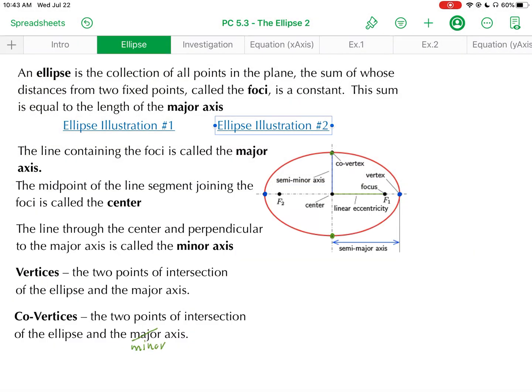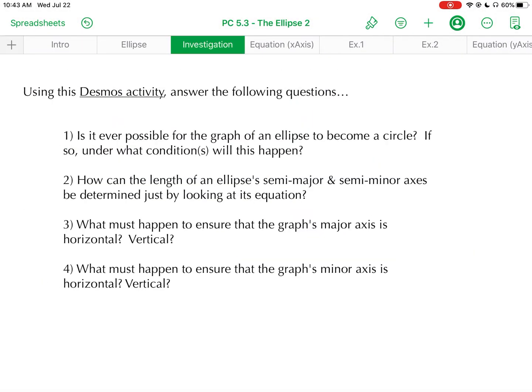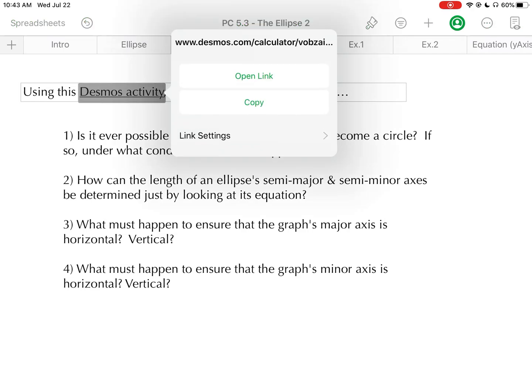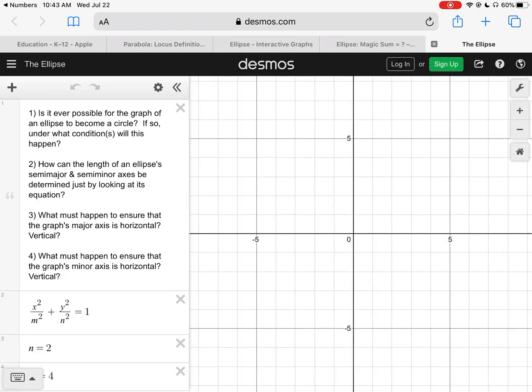All right, now I want to do a little bit of an investigation relating the equation of an ellipse to its graph. I have 4 questions on your screen that have been posed that we're going to try to answer using this Desmos activity. So let's just open it up. The questions are typed into the activity as well.